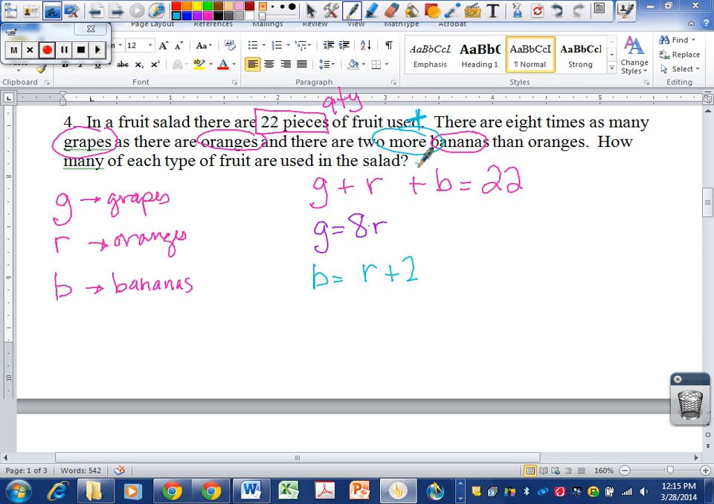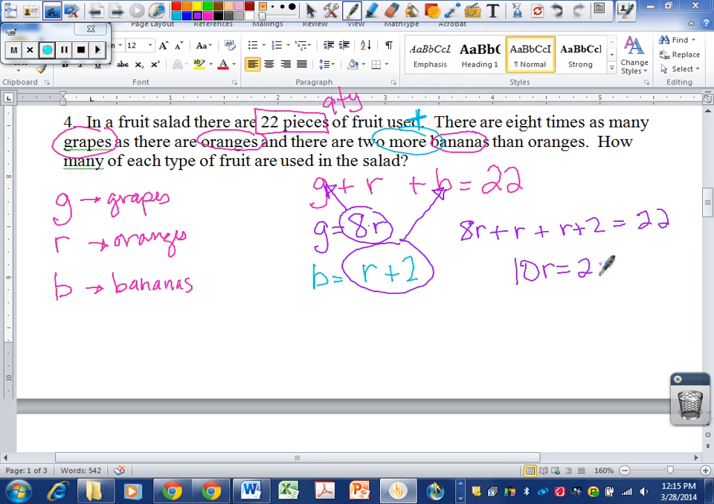Okay? So this one looks to be a lot easier. We have all the relationships we need. This is going to be an 8R. This is going to be an R plus 2. So 8R plus R plus R plus 2 equals 22. So 10R equals 20. So there are only 2 oranges.